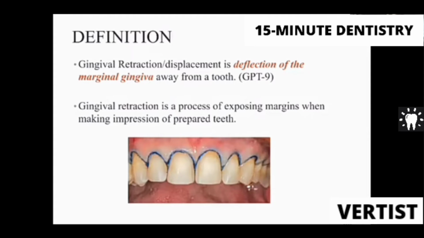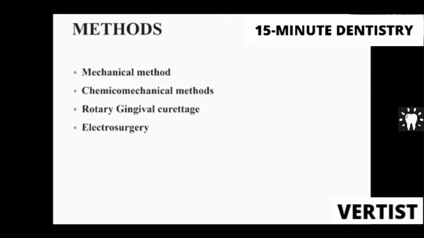So only when we are able to do that, we are able to expose these margins, and we can achieve a better restoration. The methods which are used involve the mechanical method, the chemico-mechanical methods, the rotary gingival curettage, and electrosurgery.